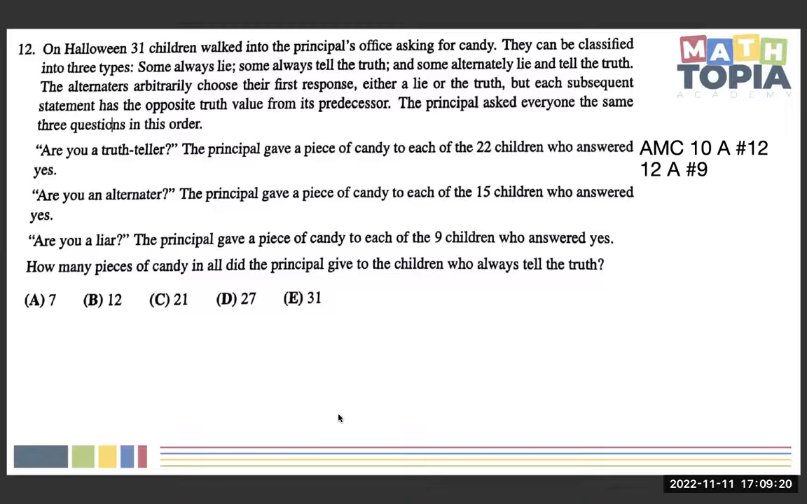So basically, the first time they answer, it could be a truth, and then they would lie and then tell the truth, lie, tell the truth, or they could start with a lie and then tell the truth, lie, tell the truth, lie, tell the truth, right? So that's what the alternators do.